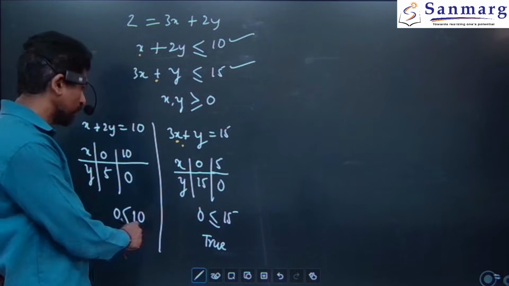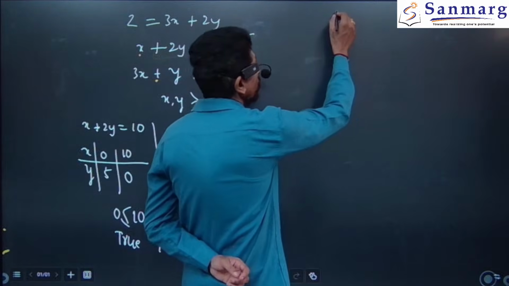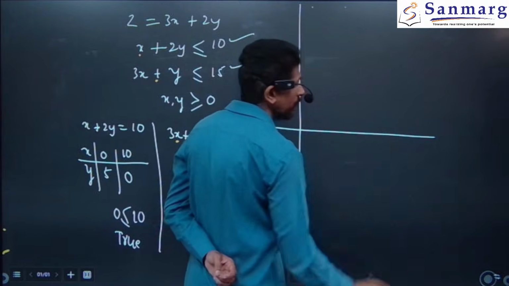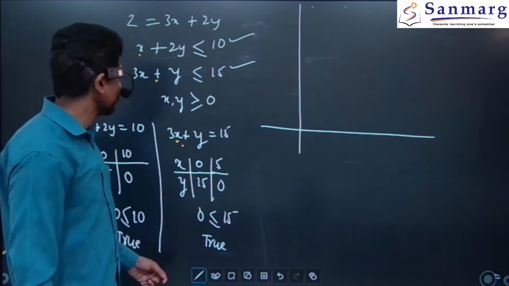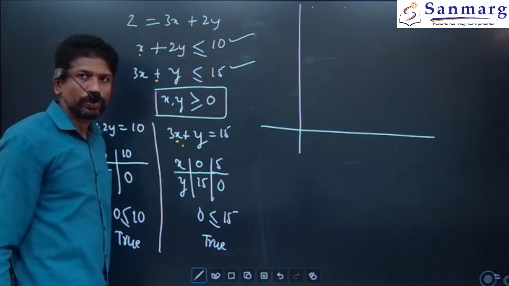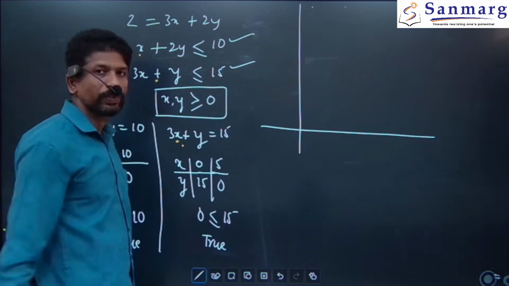By considering these two, you have to plot a graph now. The plot of the graph will be in the first quadrant itself, because x and y are greater than or equal to 0. Therefore you have to consider the first quadrant.